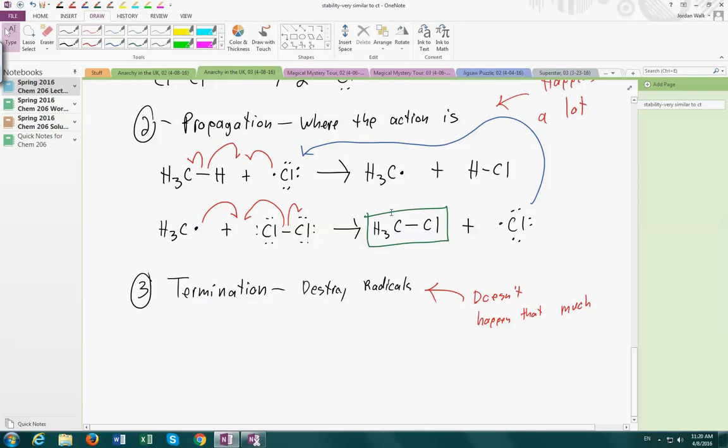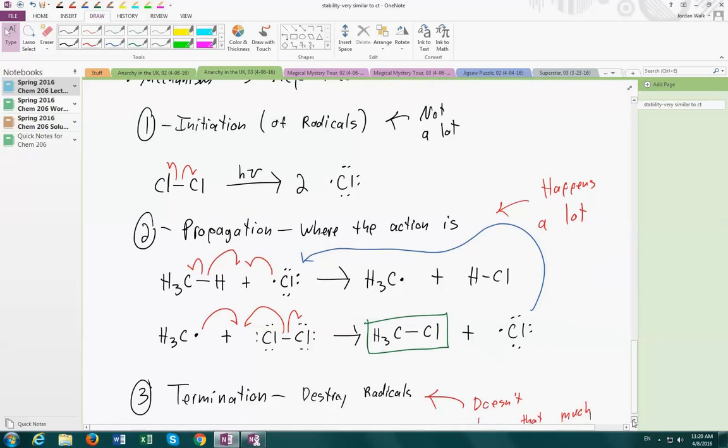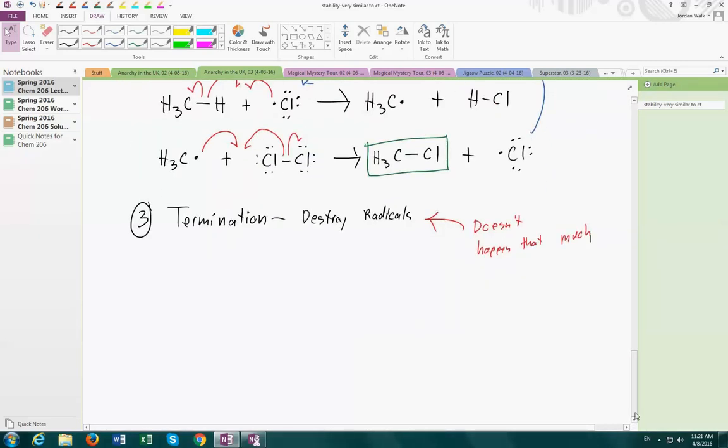When the initiation step happens a little, we form some radicals, and once we've got a few, we're pretty good to go. And so then we hit the propagation step, and a lot of that is just going to churn out starting material over and over and over again. And then finally, when we run out of starting material, now our radicals are finally going to be able to react with each other. And so there are a lot of possibilities there.